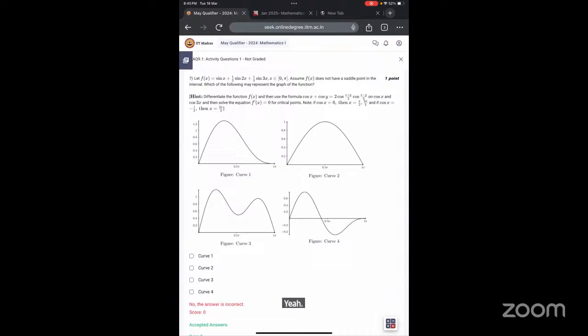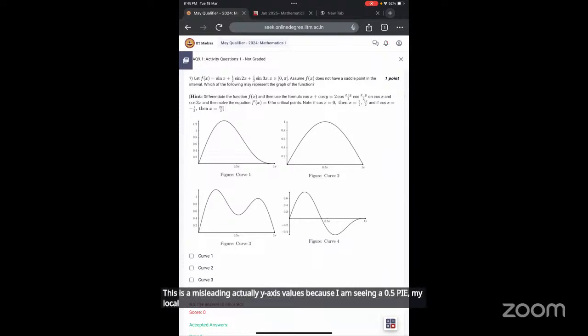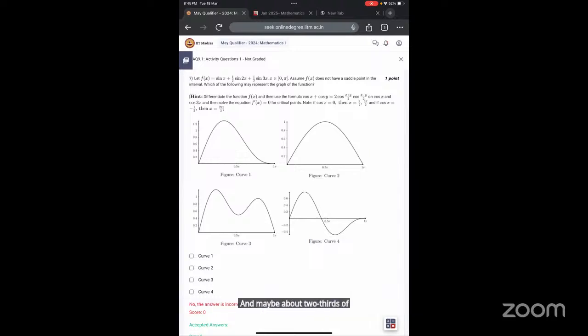But we shouldn't have given these y-axis values. This is actually misleading, because I am seeing at 0.5 pi my local minimum should be around 0.5, and maybe at about 2/3 of pi it should be around 8.8. So the axis numbering is very misleading.